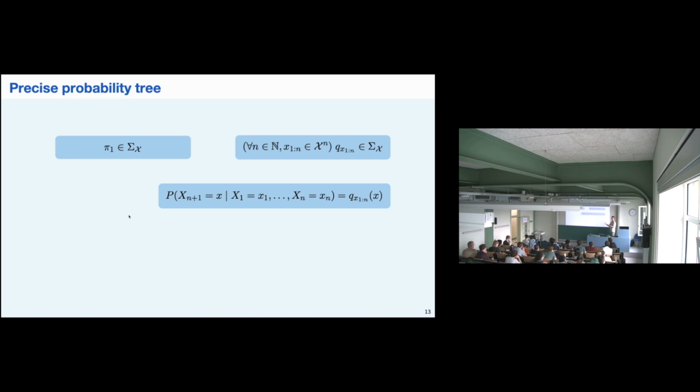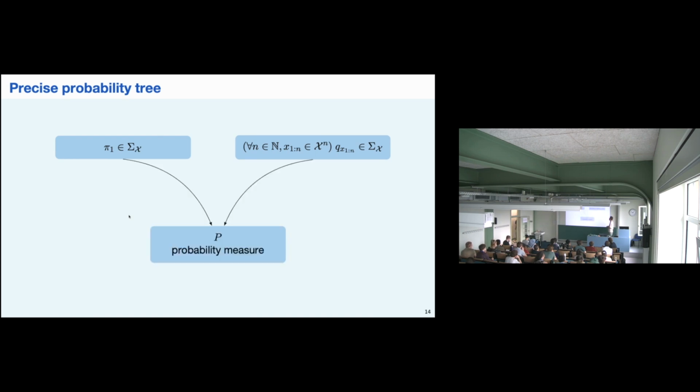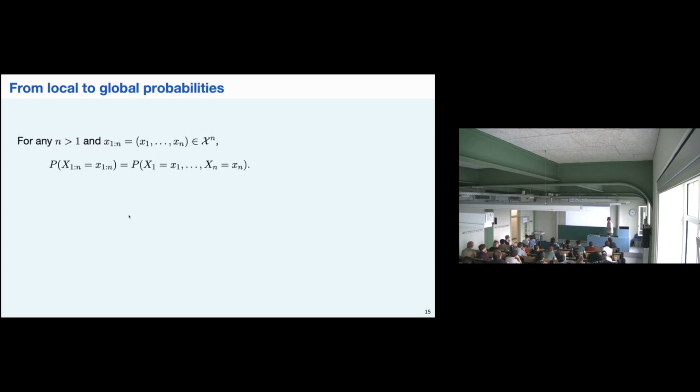So this is the information that I need to provide to end up with a model of my uncertainty about the system. And I can combine this information and use whatever theorem you want to end up with a global model, which is technically a probability measure, but it doesn't really matter for our purposes. Just know that if I combine this local information, I can get a global model of my uncertainty. Okay, somewhat clear? Good. So let's look at this global model a bit closer.